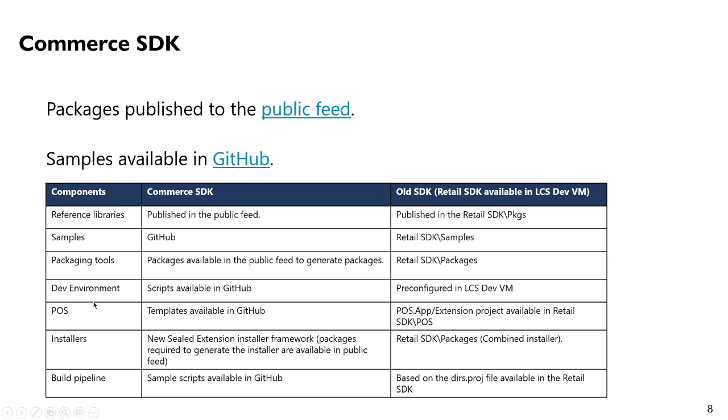Okay. And then the next difference is the dev environment. Okay. So there are currently some scripts available in the GitHub sample repo to automate your dev environment setup process. Basically, we did an F5 experience. So when you press F5, it will deploy the environment for you. So for example, you say, hey, I don't want the LCS VM because of costs, or it's too much time for me to set it up and update. I want to do everything on my local VM. Can I do that with the new commerce SDK?